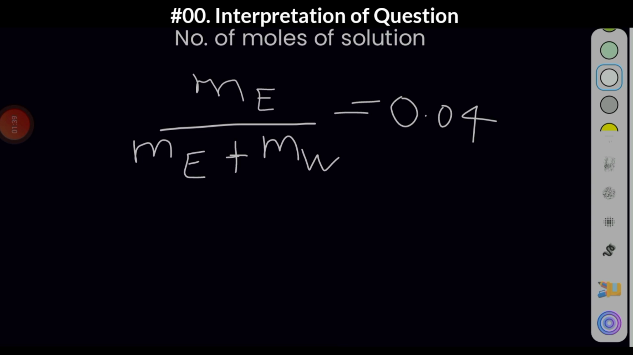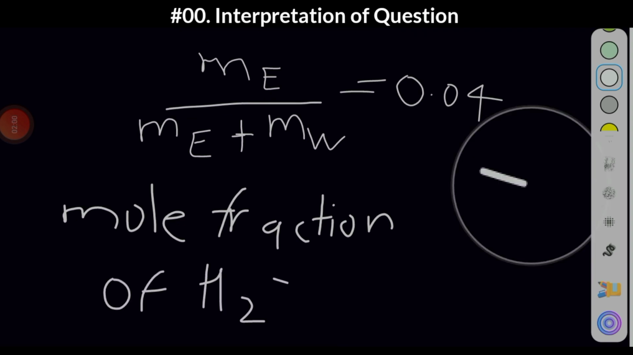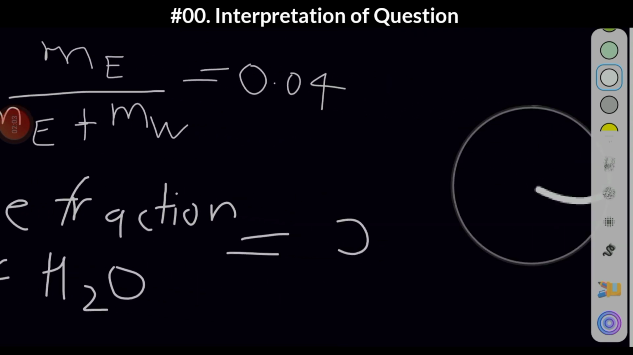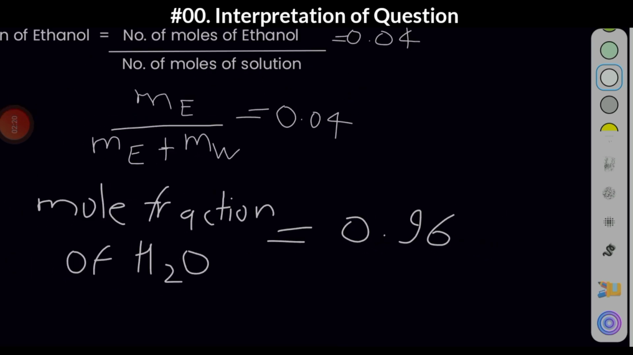Alright, now what we can do next is we can say mole fraction of water must be equal to 0.96. We can get this in two ways. Firstly, by observation, we know the solution consists of only ethanol and water, so the mole fraction of water will be 1 minus mole fraction of ethanol, which equals 0.96, and we can get this by mathematics as well.